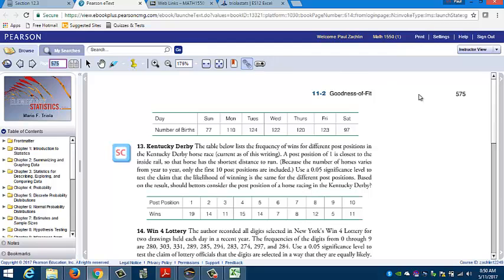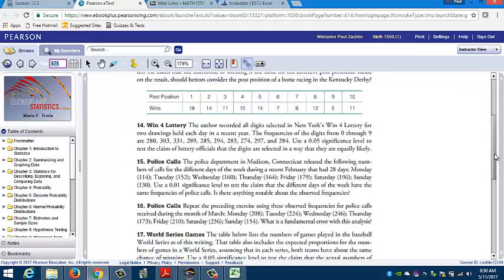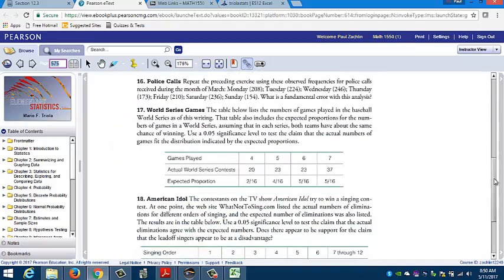Tribe lost last night, by the way. A walk-off win for the Blue Jays. Kind of sad. But here we are.